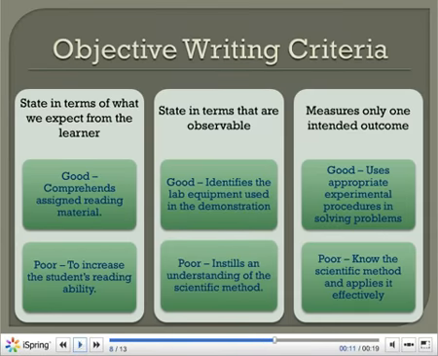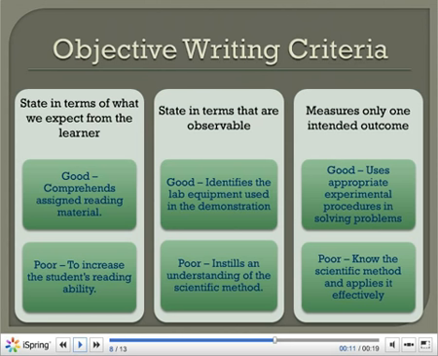When writing GIOs and SLOs, it's important to keep three criteria in mind. First of all, state in terms of what we expect from the learner. You can see a good example and a poor example here. And obviously the problem with the poor example is that it's not what we're expecting from the learner. It's what the teacher's doing.